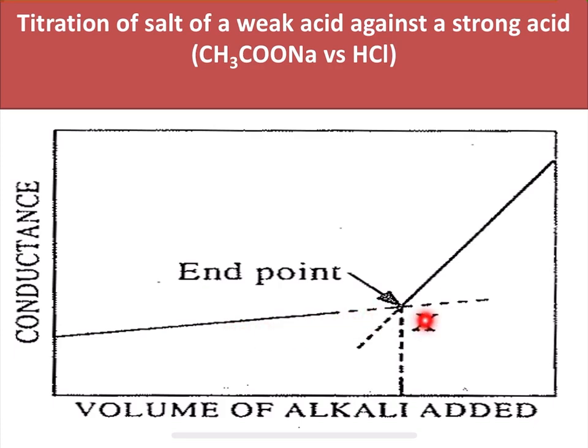And once all the sodium acetate has reacted, HCl is going to accumulate. So we have to take at least 3 or 4 readings after obtaining the end point, and plot the values measured in the conductometer, that is conductance, against volume of alkali added, and the end point of the titration is obtained. Okay, so these are the different cases which we are going to see in conductometric titration.